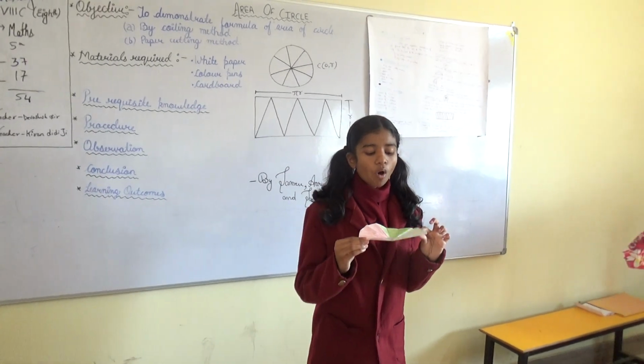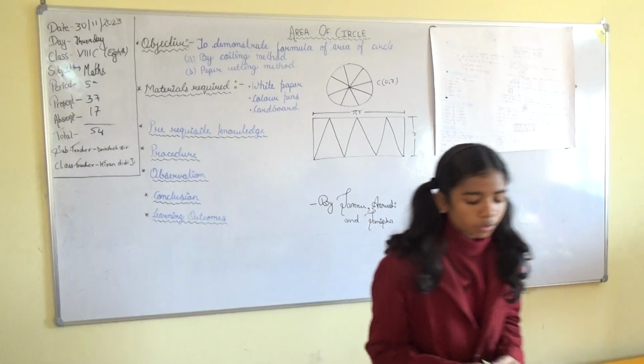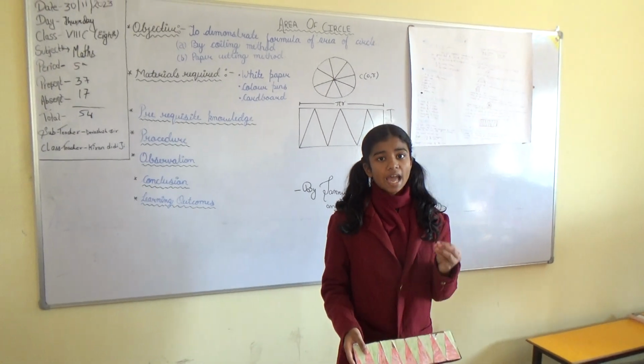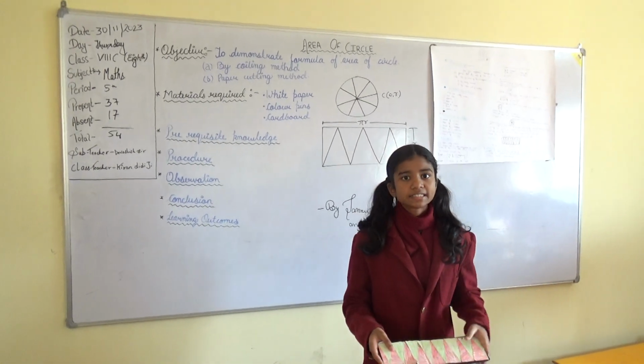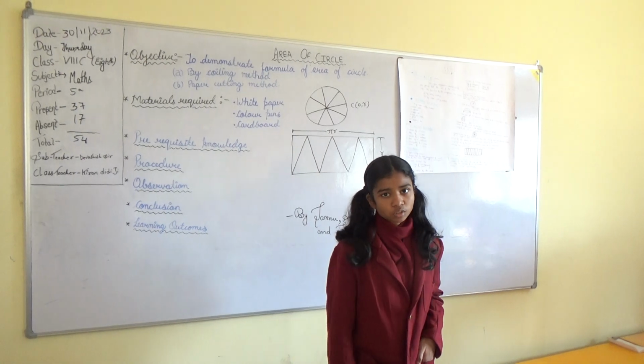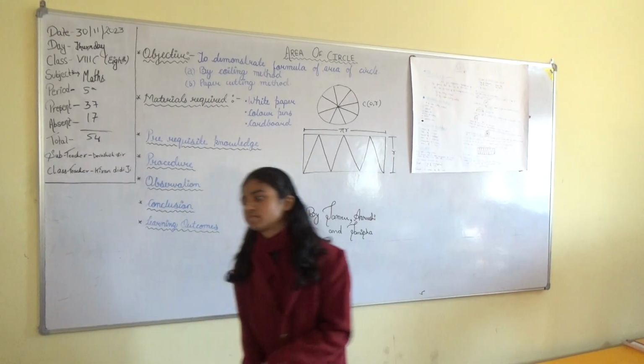Now we will cut all of these sectors and paste them on a rectangular board. Here it is. We will arrange this as 15 plus 2, that is 17. And now for further knowledge, I would like to call another candidate, Tanu.